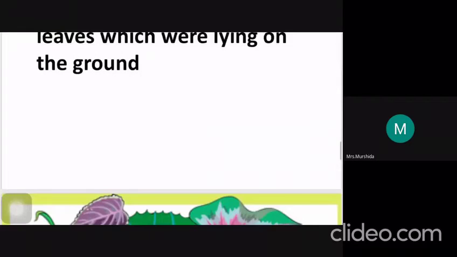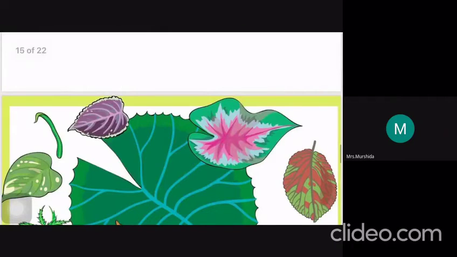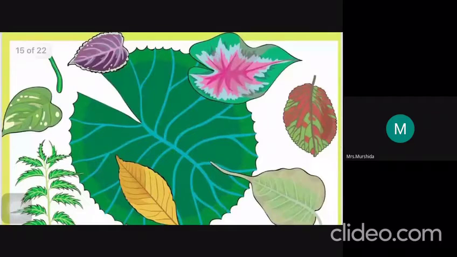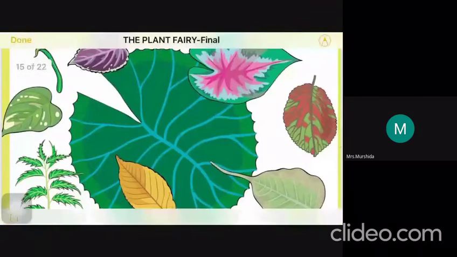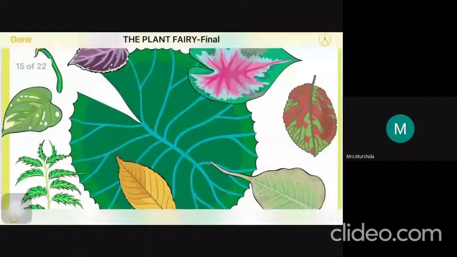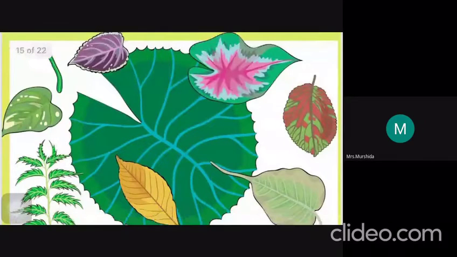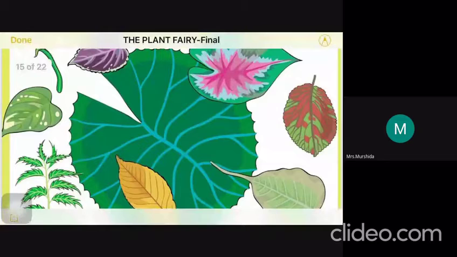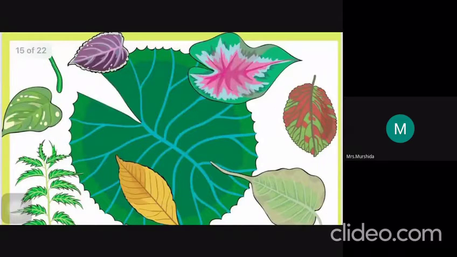Now, see, these are the leaves which children collected. Can you see the picture? In this picture, you can see there are different types of leaves, different colors of leaves, isn't it? There is a purple leaf, there is a light green leaf, there is a dark green leaf, yellow leaf. So many colors and types of leaves. Do all the leaves have similar colors, shapes, and margins?